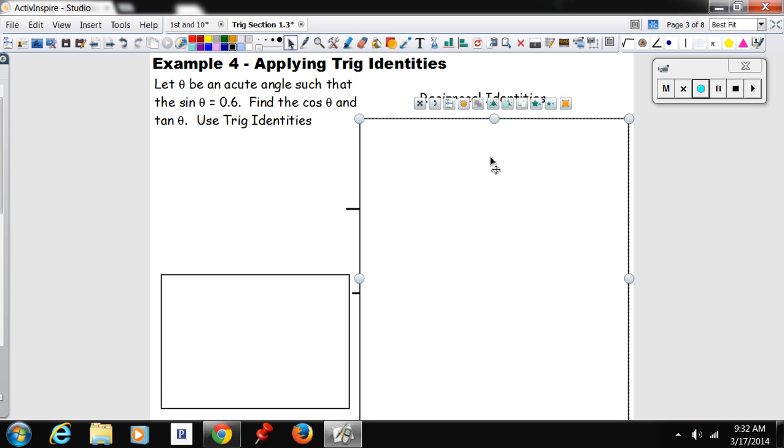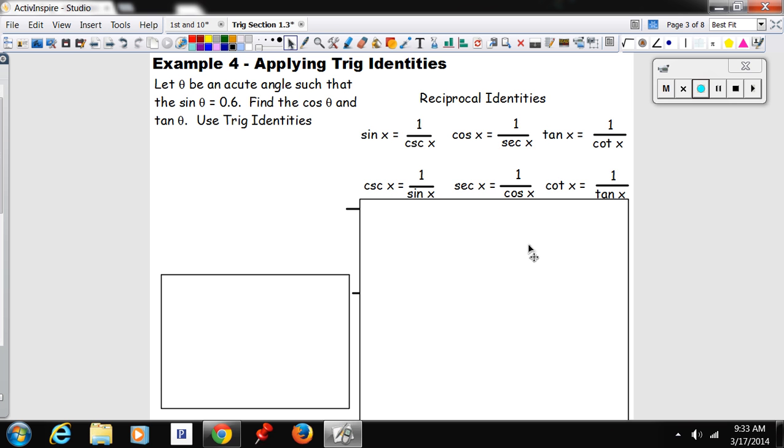There's three kinds. There's reciprocal identities, and you've already seen most of those already, but I wrote them in a little different format this time. The sine is the reciprocal of the cosecant, and then the cosecant is the reciprocal of the sine. You could do those either way. The cosine is reciprocal of secant. Secant is reciprocal of cosine. Tangent is reciprocal of cotangent. Cotangent is reciprocal of tangent. You should write them in this format, though, because this could come in handy for some of the problems that we're going to do.